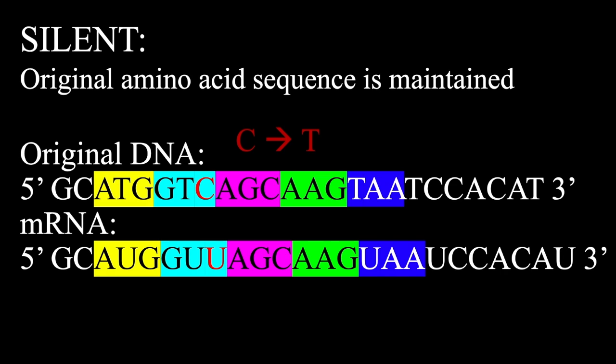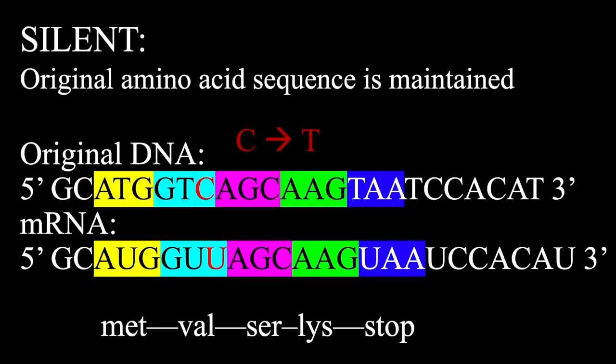This change from C to T is called a transition because it's a change from one type of base, in this case a pyrimidine, to another nucleotide that is also a pyrimidine. And we can see here that there is no change in our original amino acid sequence because GUU still codes for valine. This is sort of like driving and taking a different route to reach the same location.